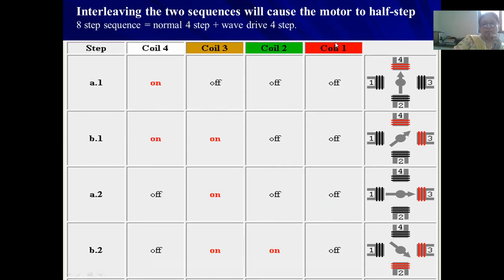So this is all about writing the truth tables for the corresponding stepper motor and the corresponding excitation of the coil. There are the single step method and the interleaving method.